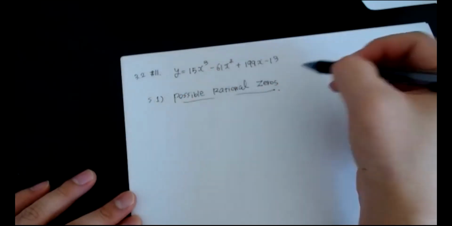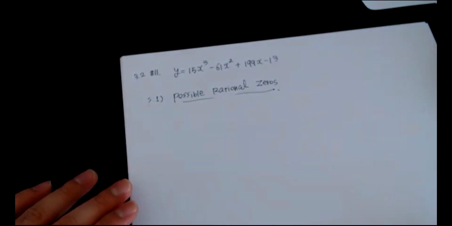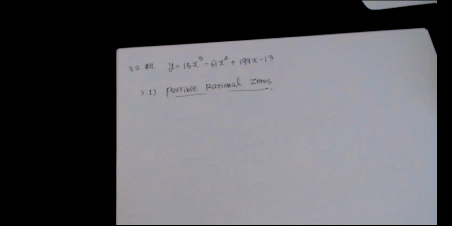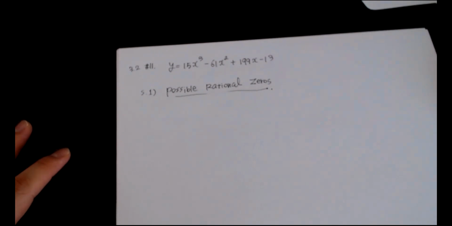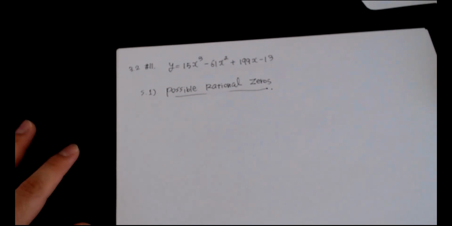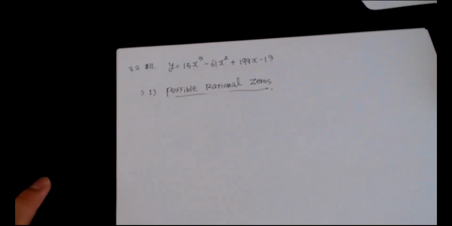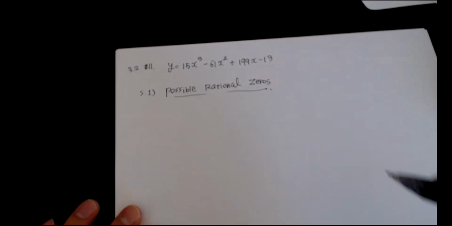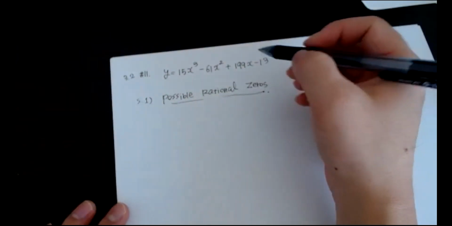So what are the possible rational zeros? The possible rational zeros are the rational numbers, and probably one of them is a zero. I mean, they are possibly zeros. Maybe not. Okay, we don't know yet, but they are candidates for zeros. So how can you find the possible rational zeros?